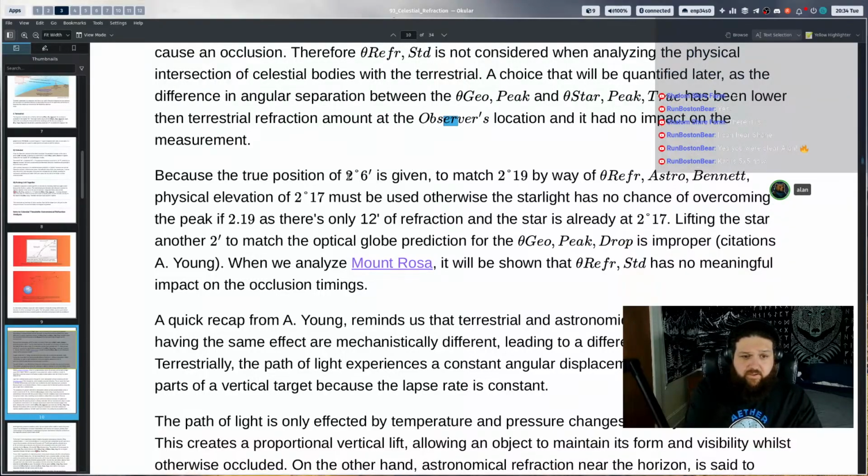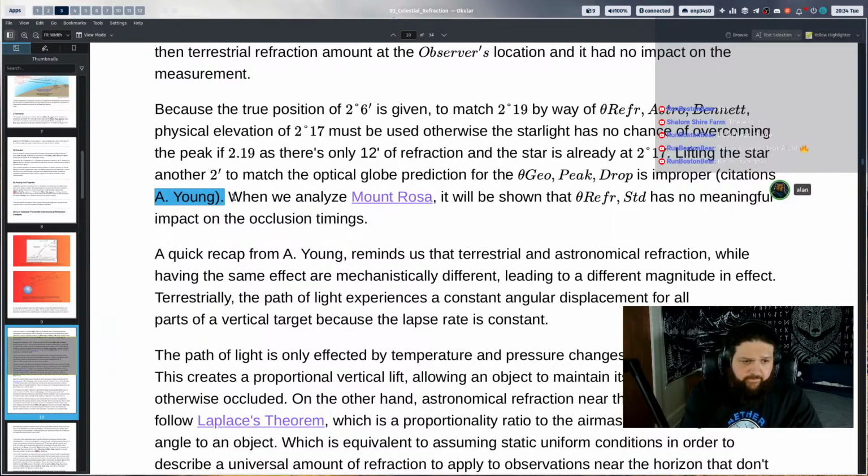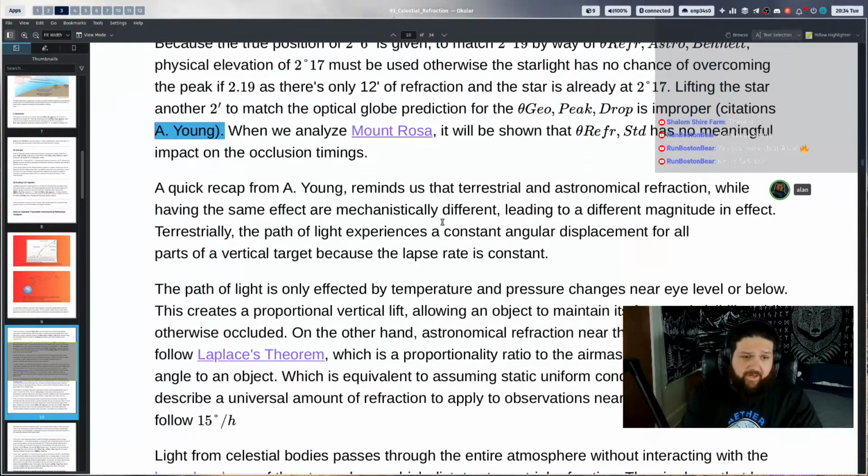Because the true position is 2 degrees and 6 arc minutes, the given match of 219 by way of refraction from Bennett dictates that the physical elevation must be 217 and must be otherwise the starlight has no chance of overcoming the 219, as there is only 12 arc minutes of celestial astronomical refraction, and the star is already at 217. Lifting the star another 2 arc minutes to match the optical globe prediction for drop over distance is improper. And we can see a bunch of citations from Andrew Young here, which I'm going to go over as we continue here. And when we analyze Mount Rosa, we show that the standard refraction has no meaningful impact on the occlusion timings.